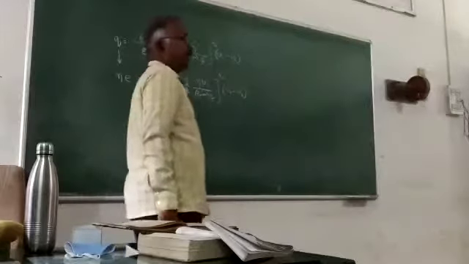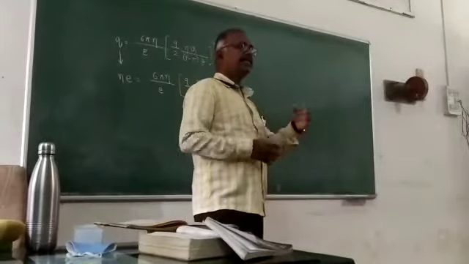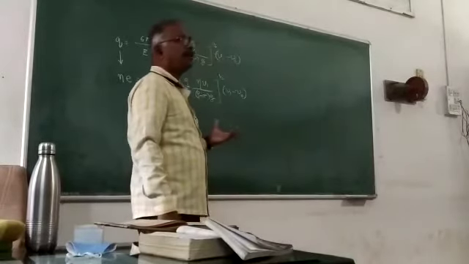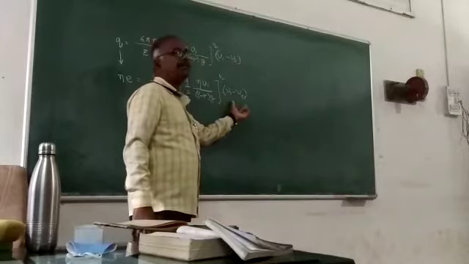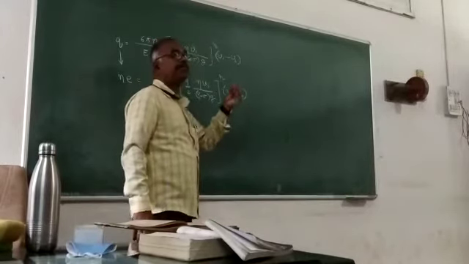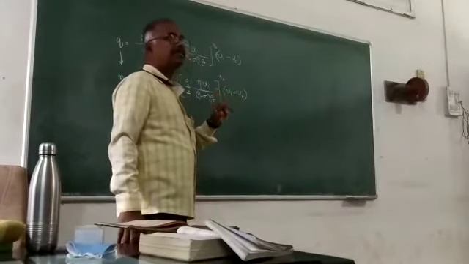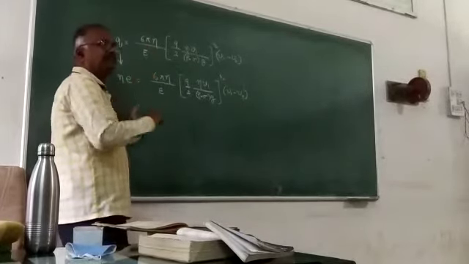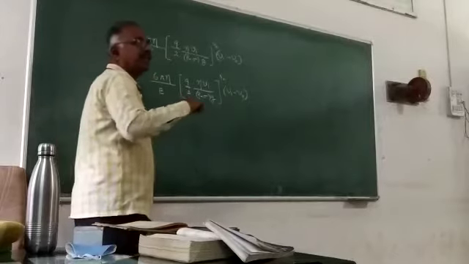Now what Millikan has done is he has conducted this experiment a number of times and found that V1 minus V2 becomes very minimum. When V1 minus V2 becomes minimum, N will be tending to 1. Thereby you will get the charge of an electron.